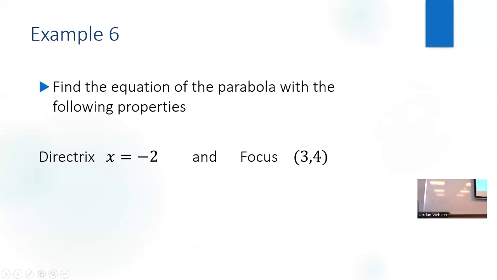I want you to try this one on your own. Take a couple of minutes to find the equation of a parabola with the following properties. The directrix is x equals -2, and the focus is the point (3, 4).